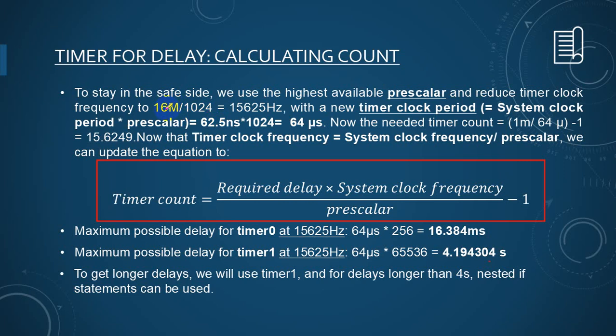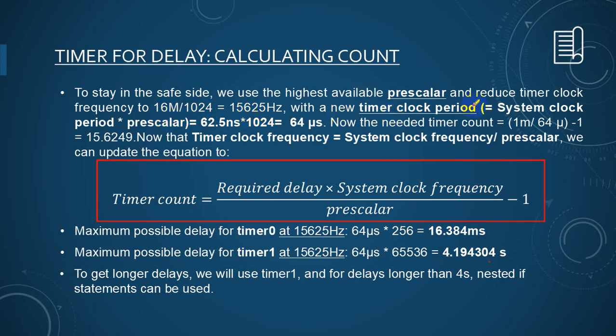So we divide the main frequency, 16 megahertz, by the maximum prescaler value, 1024. So we get a frequency of 15,625 hertz, not 16 megahertz, okay?